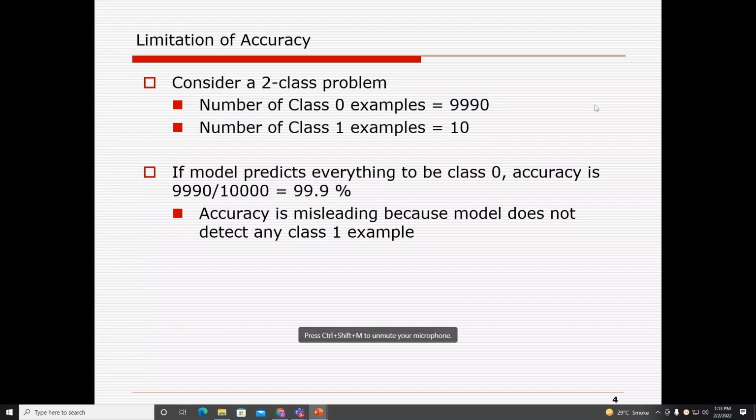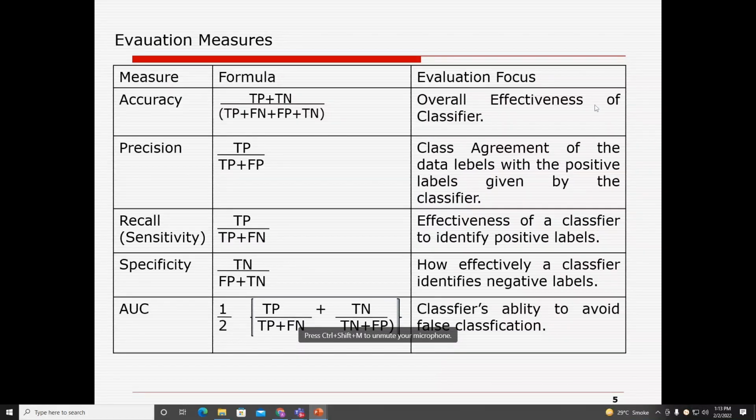So let us see all this, you will understand. All these definitions are important and all equations are also important. You have to remember the formula as well as the definition. So what is called accuracy? Accuracy is nothing but the overall effectiveness of the classifier, right? Whether the classifier is effective and how much it is effective, that is called accuracy. It is TP plus TN divided by all four values.